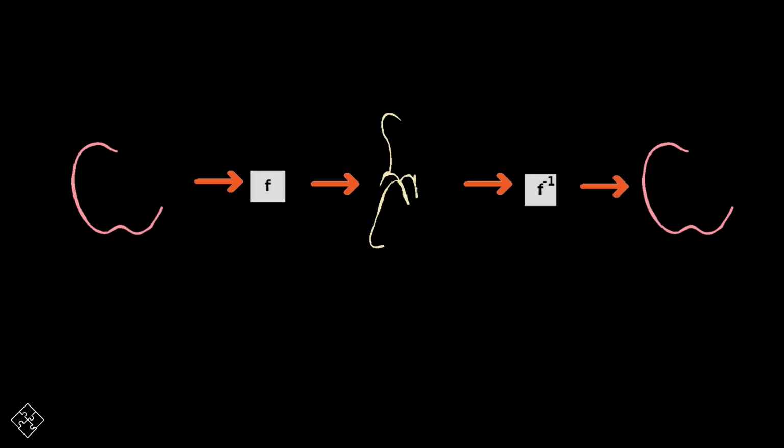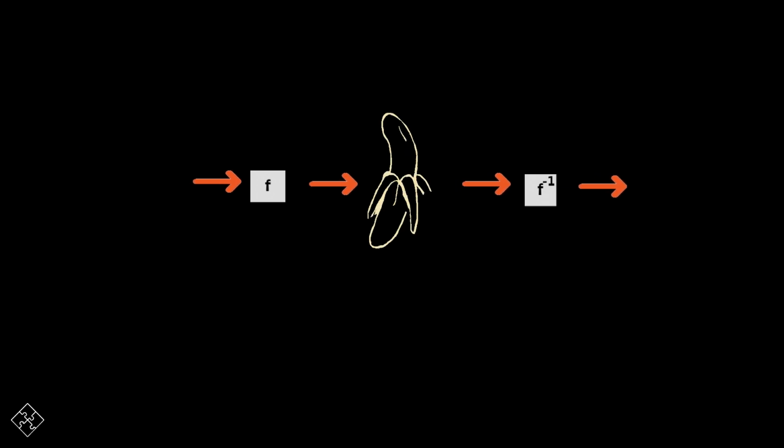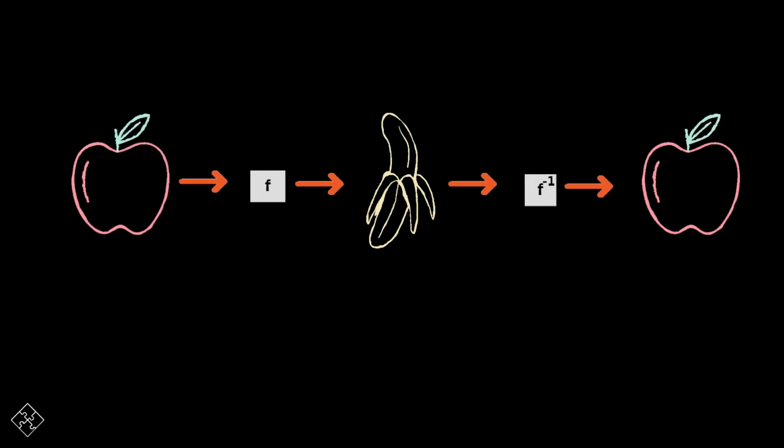The cool thing about the inverse is that it should give us back the original value. When the function turns the apple into a banana, then the inverse function turns the banana back to the apple.